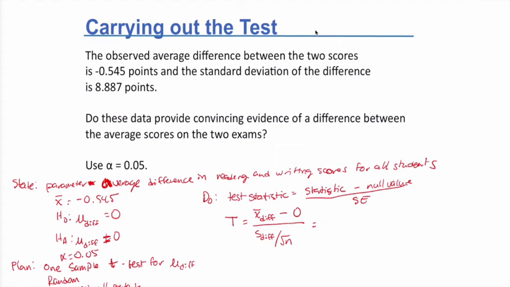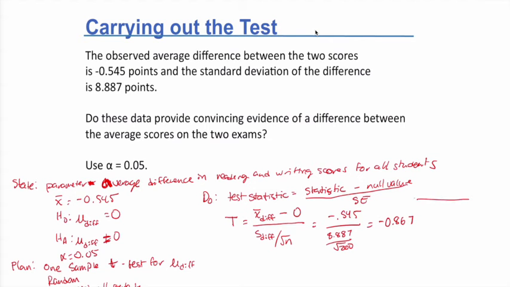And then we can plug our numbers in. Our x bar for the differences was negative 0.545. And we divide that by 8.887 over the square root of 200. And you put all that into your calculator, and you're going to get a t of negative 0.867.